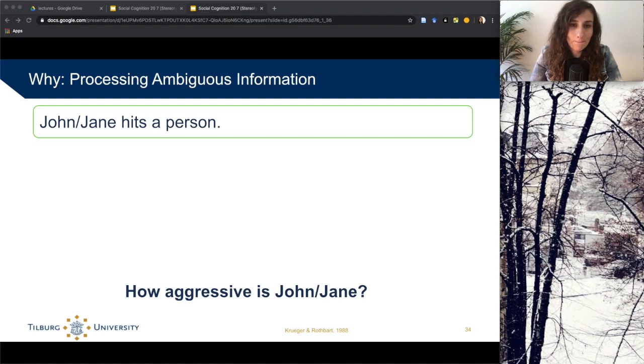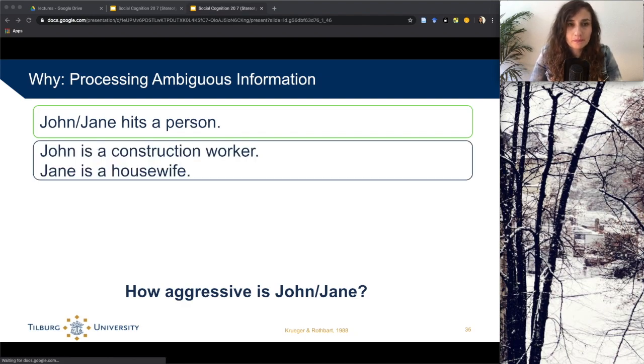And participants are asked to rate the aggressiveness of a man and a woman. And the information they get is the following. So they're told that either John or Jane hits a person. If there's nothing else available in this case, then men are rated as more aggressive than women. Okay, but you might stereotypically presume different jobs and therefore think of different behaviors when you only read that John versus Jane hits a person.